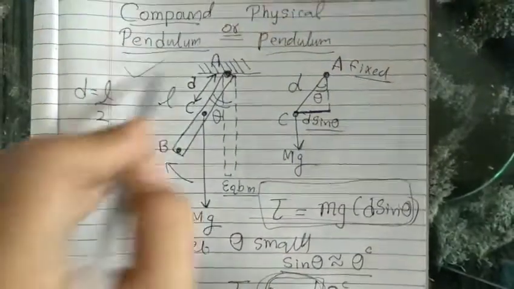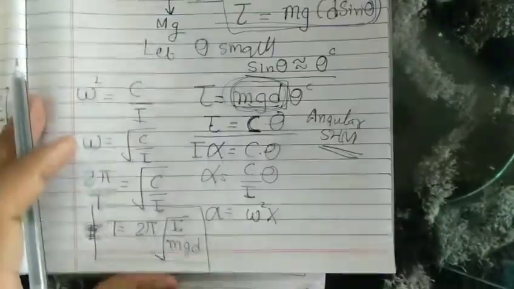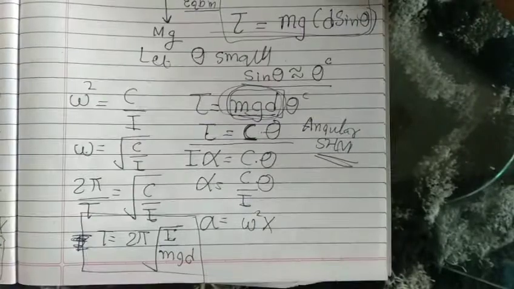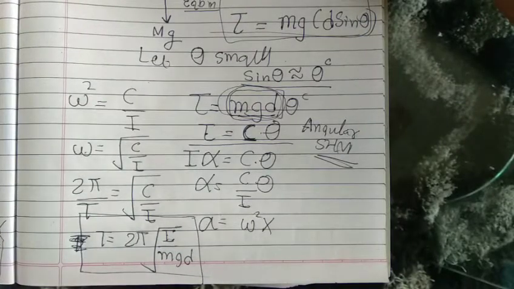It's simply a rod which is oscillating. So this thing is known as a compound pendulum. And this is the time period of a compound pendulum: 2 pi under root of I upon mgd. I hope it's clear to you. Okay, let's move to the next point.